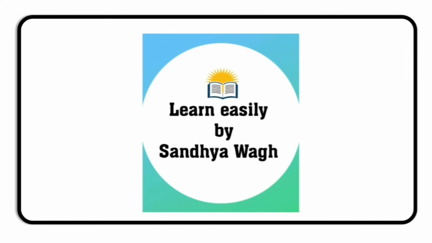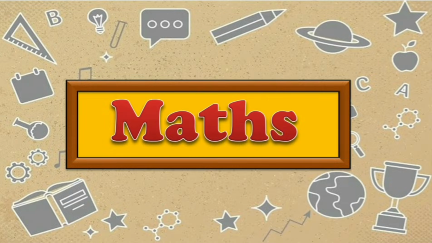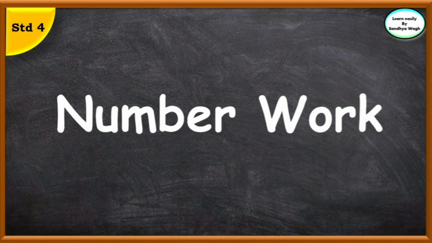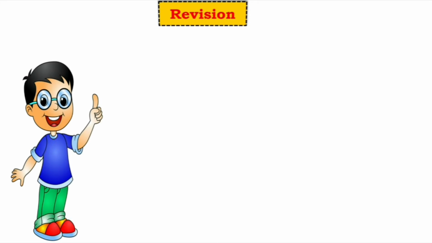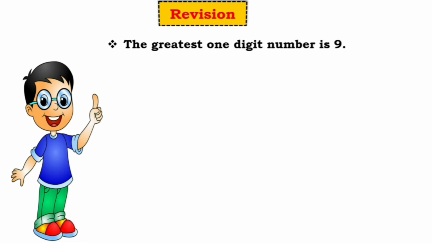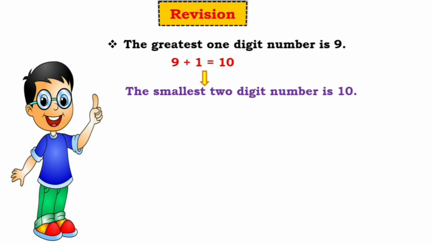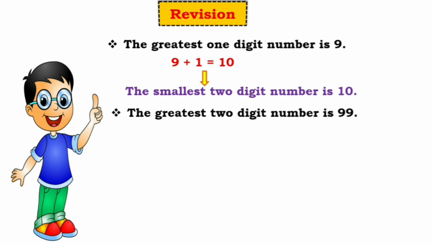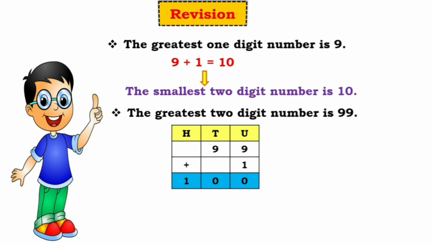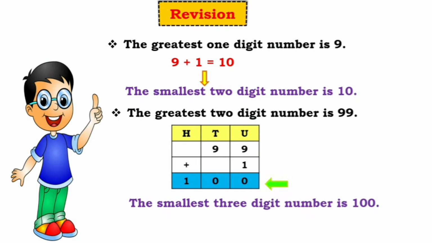Hello dear students, today we are going to learn a topic from maths and that is number work. Now let us revise what we have learned in our previous standard. The greatest one digit number is 9 and if we add 1 to 9 we get 10. That is the smallest two digit number, right? The greatest two digit number is 99 and if we add 1 to 99 we get 100. That is the smallest three digit number.